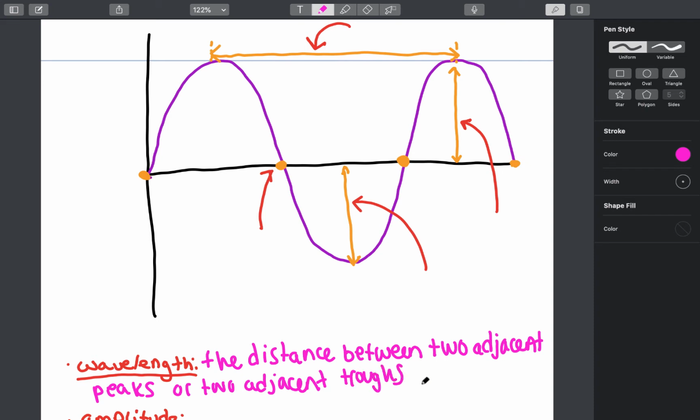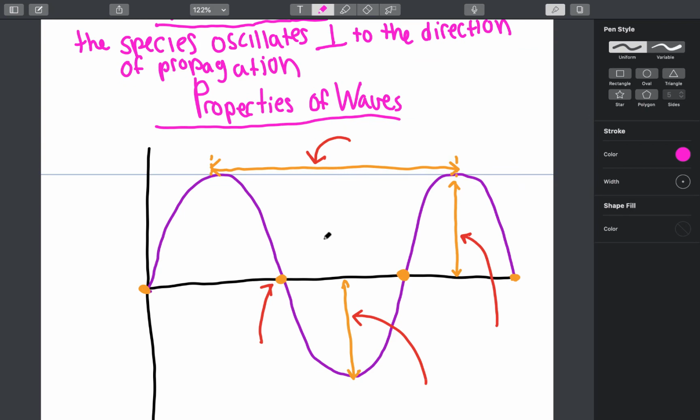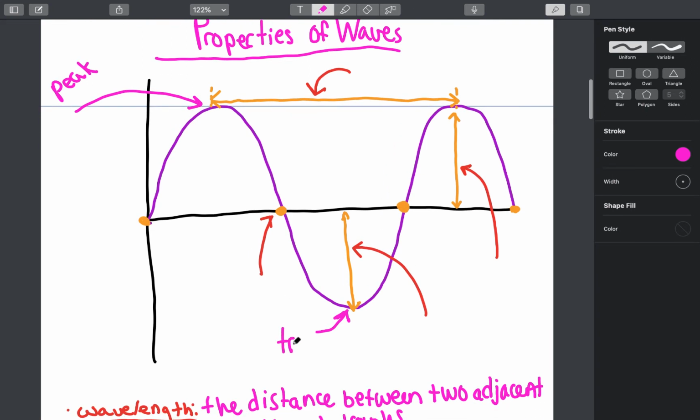So what do I mean by peaks and troughs? Well, on this diagram here, this is a peak. So this is a peak, and this is a trough. And troughs are sometimes called valleys as well. So this is sometimes called a valley. So these are the troughs and these are the peaks. Therefore, the wavelength can be measured from peak to peak or from trough to the next trough. So this distance here between this peak and this peak is the wavelength.